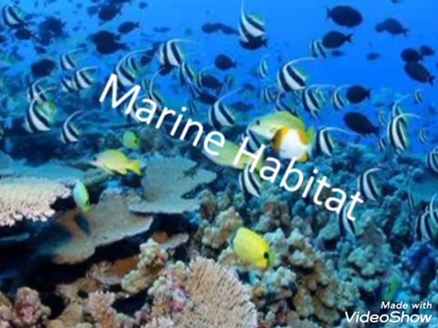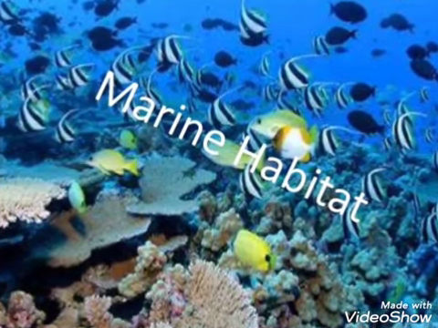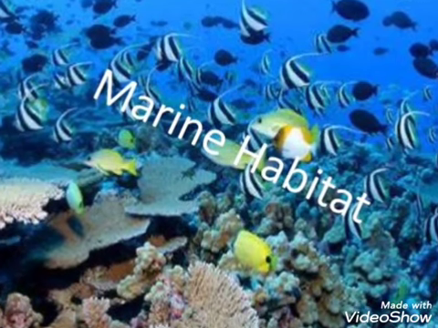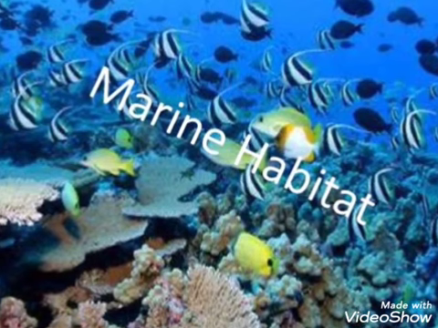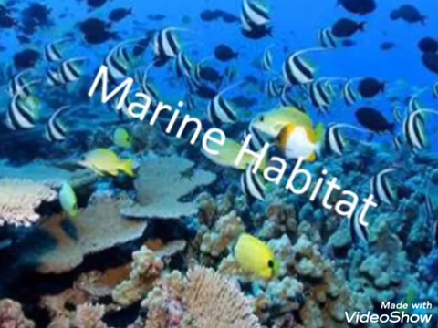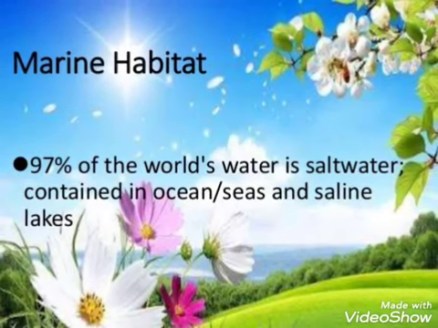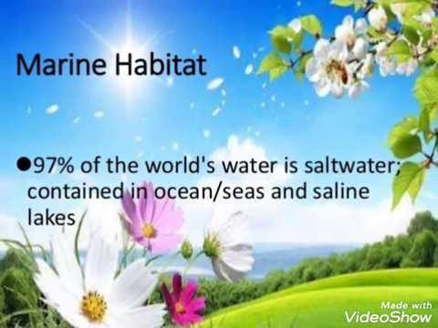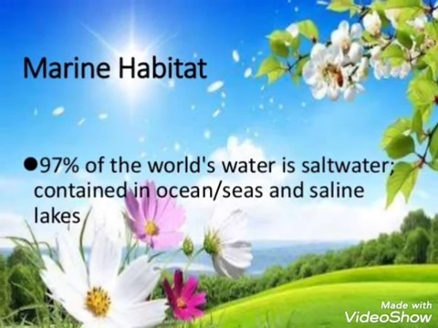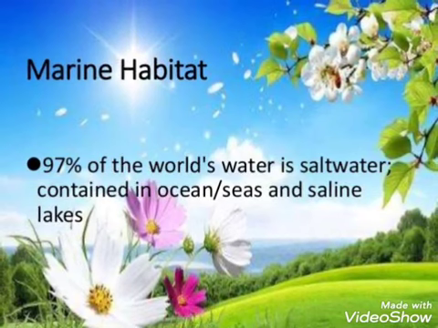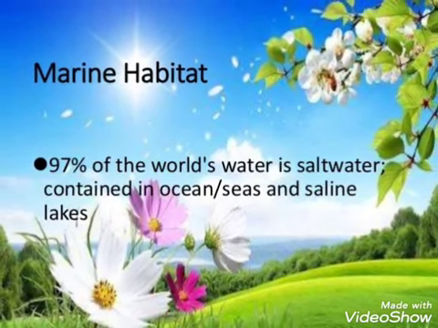Next comes our marine habitat. When it comes to marine, it means the oceans. The oceans are the areas that are away from the coastal boundaries and above the seabed. It encompasses the entire water column. 97% of the world's water is in the oceans and is salty water. The saline lakes are also included in the marine habitats.